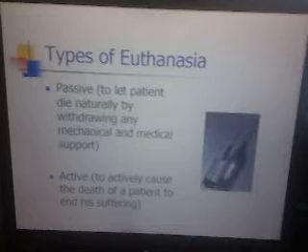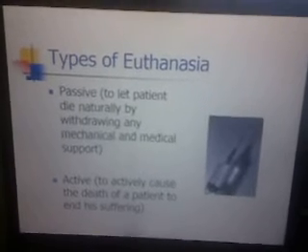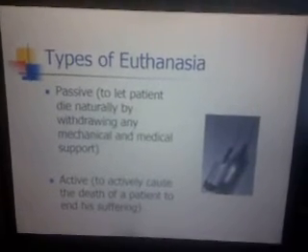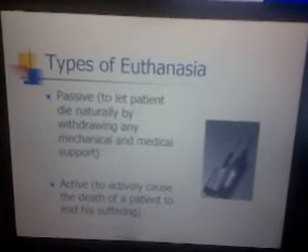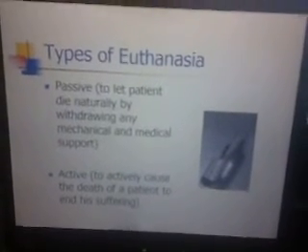Active euthanasia is a bit different, where it is an active process of causing death to the person by injecting a certain type of poison or chemical so that he can die immediately.